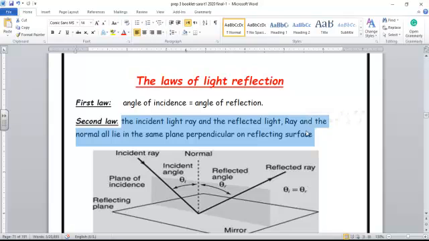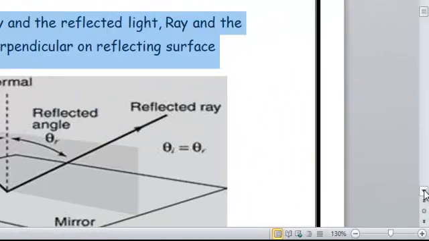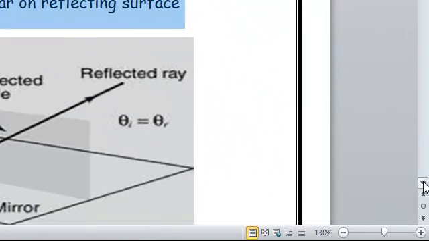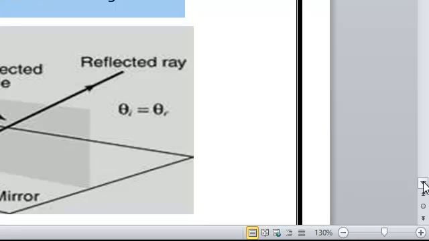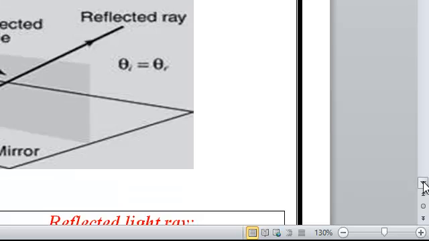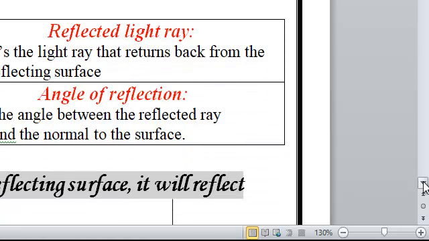The second law: the incident light ray, the reflected light ray and the normal line are all in the same plane, which is perpendicular to the reflecting surface. So the first law: the angle of incidence equals the angle of reflection. The second: the incident ray, the reflected ray and the normal line are all in the same plane, perpendicular to the reflecting surface.